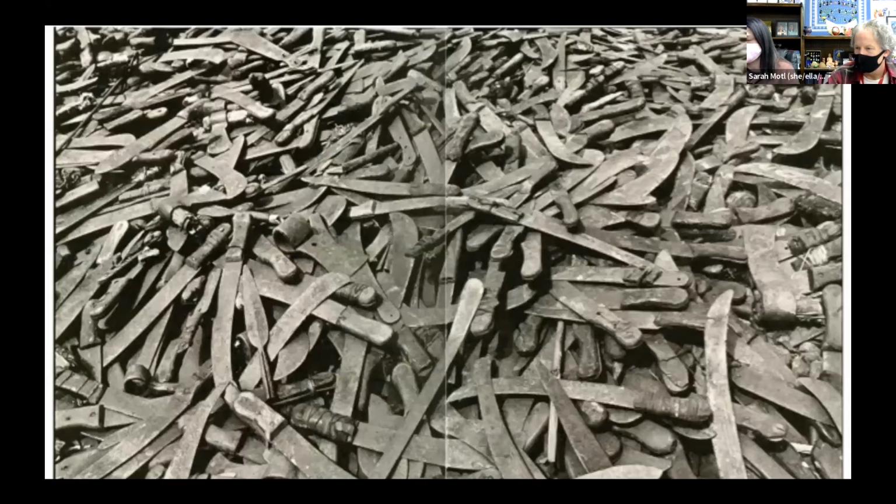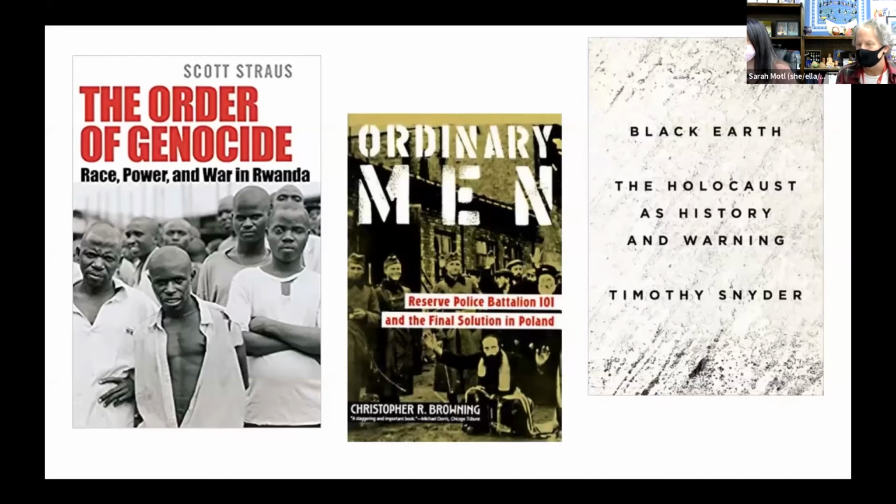A couple of resources have influenced my thinking and my teaching about this. One is Scott Straus's The Order of Genocide. He was a teacher until recently at UW Madison. He did a lot of field work in Rwanda, interviewing perpetrators in prison and asking what their motivation was to participate. There were tens of thousands of Rwandans who did this. And then these two books on the right: Ordinary Men by Christopher Browning, which has been around for a number of decades and is an excellent resource, and more recently Black Earth by Timothy Snyder, The Holocaust as History and Warning.